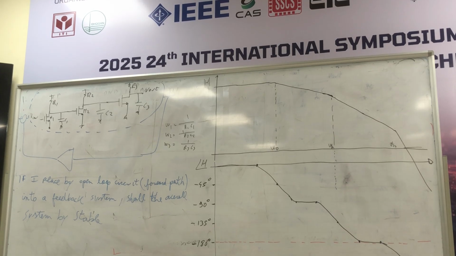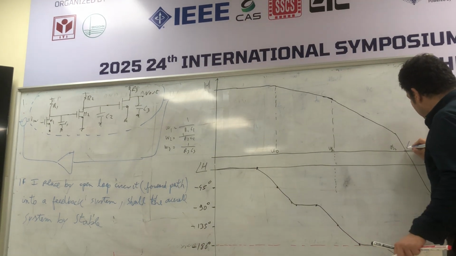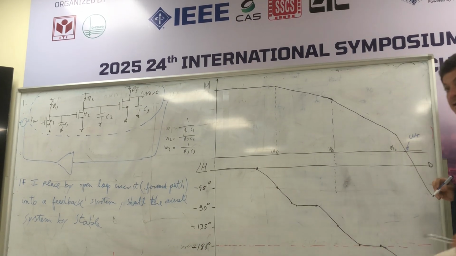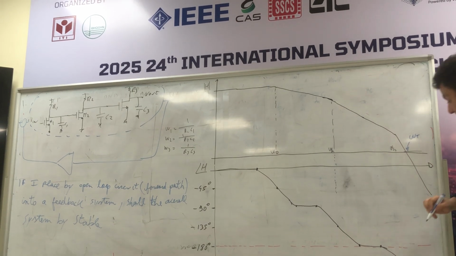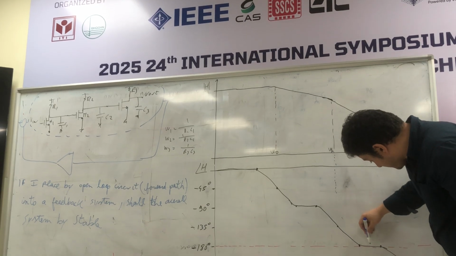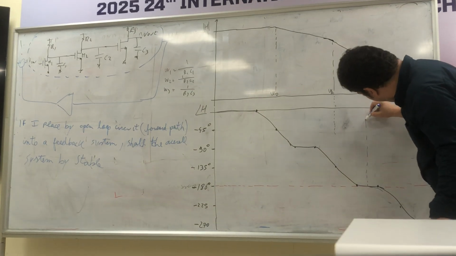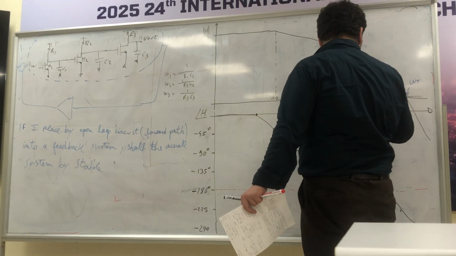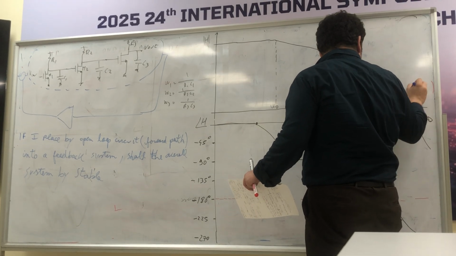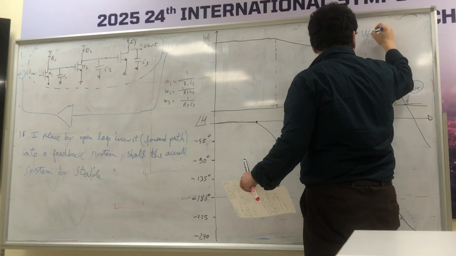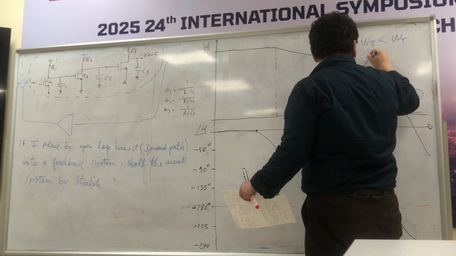Okay, where is omega t now? Omega t is here. Correct? And which is omega pi? Omega pi, let's say, crossing here. This is omega pi. Okay? So we have omega pi that is lower than omega t. So instability.